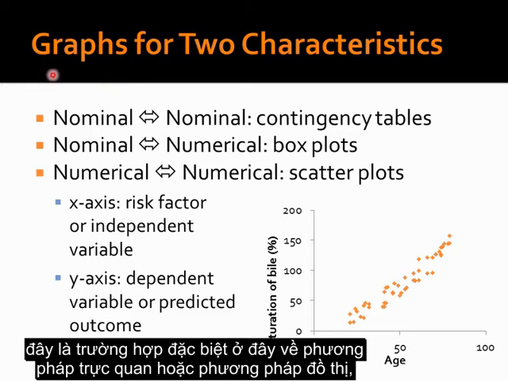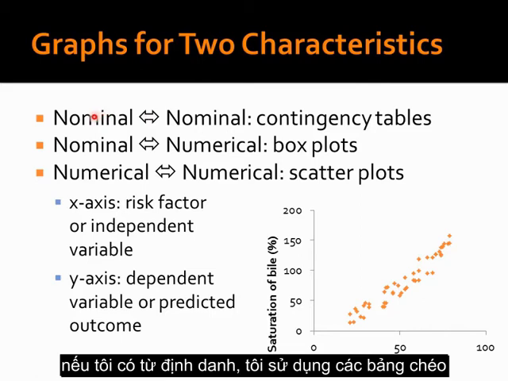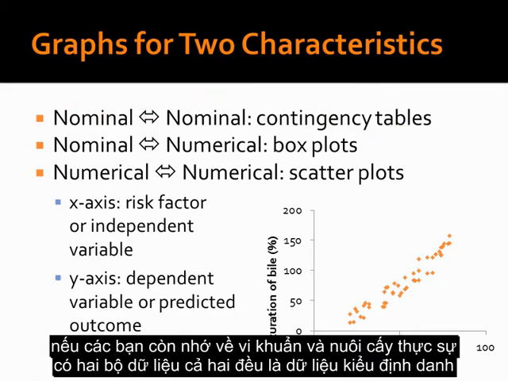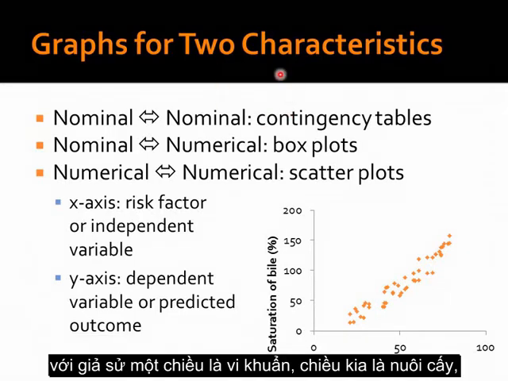Now there's a special case here about visual or graphical methods when we have two characteristics or two separate pieces of data. If I have nominal to nominal, I use contingency tables. We've seen that just now. Do you still remember the one about bacteremia and culture? There were actually two sets of data, both of them nominal type data, and you could squeeze them into a single table with, let's say, one dimension being the bacteremia, the other dimension being the culture.